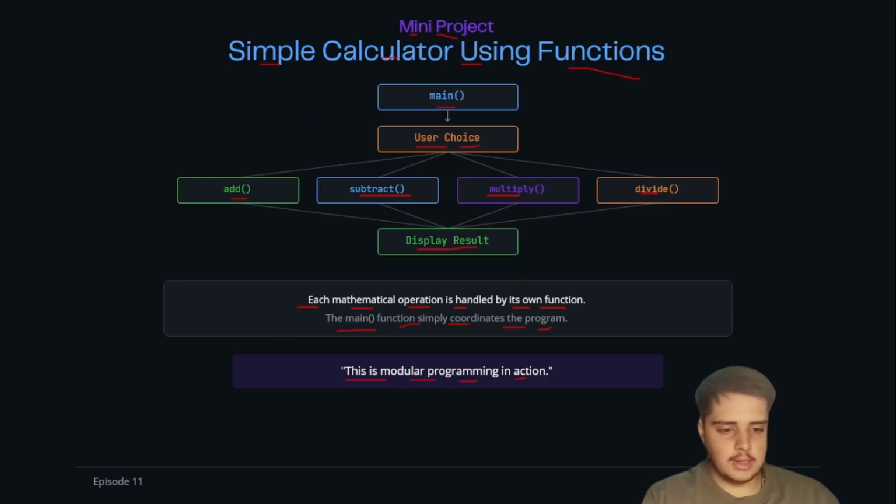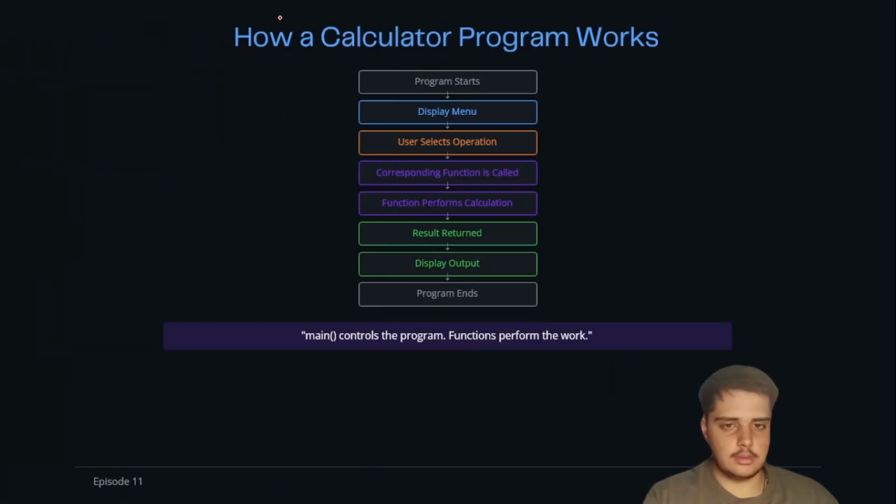Coming back to our presentation, this is how a calculator program works here. The program starts, the menu is displayed, the user selects the operation and the corresponding functions are called. The functions perform the calculation, results are returned and displayed as output, and the program ends. So main controls the program and functions perform the work.